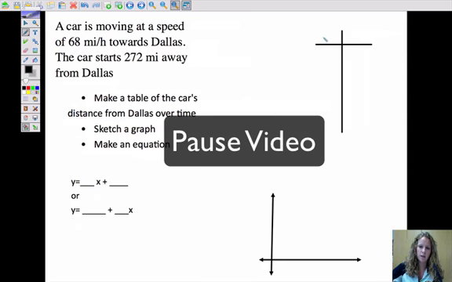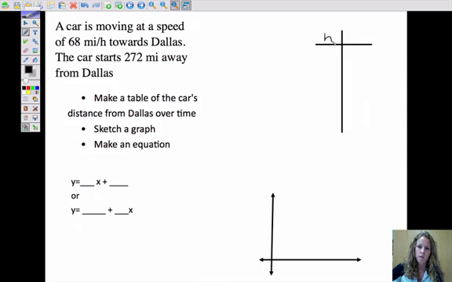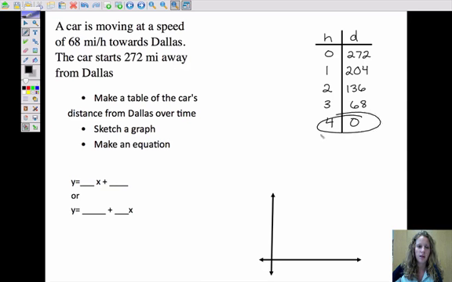All right, so let's look at this. Our hours and our distance. We start at 0 hours, we start at 272 miles away. After 1 hour, we're going to subtract 68 from that, so we'll be at 204 miles away. After 2 hours, we'll be at 136, and after 3 hours, we'll be at just 68, and at 4 hours, 68 minus 68, we're going to be 0 distance away from Dallas.